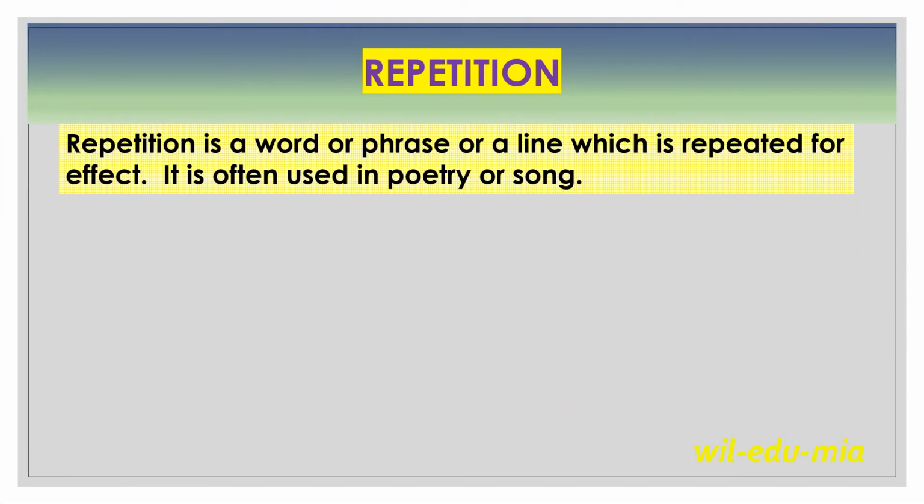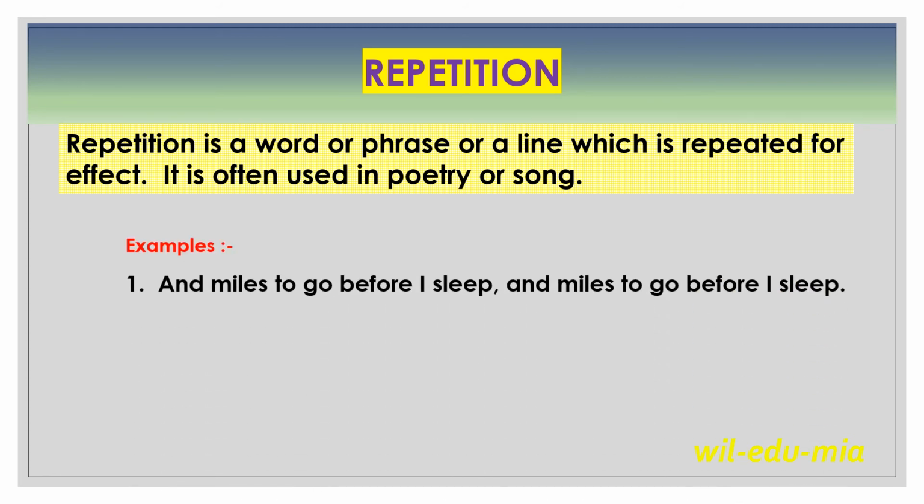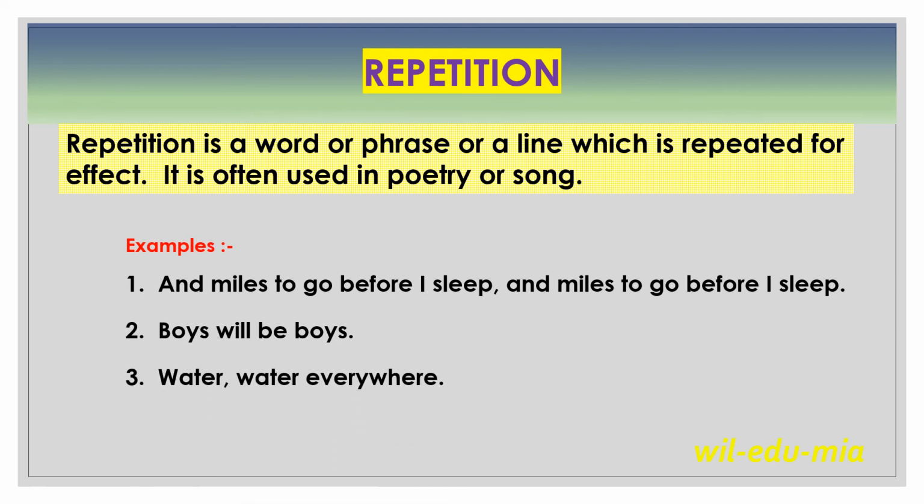Repetition. Repetition is a word or phrase or a line which is repeated for effect. It is often used in poetry or song. We'll see the examples. And miles to go before I sleep, and miles to go before I sleep. Here the line is repeated, so it's a repetition. Boys will be boys. So the word boys is repeated. Water, water everywhere. Yes, the word water is repeated.